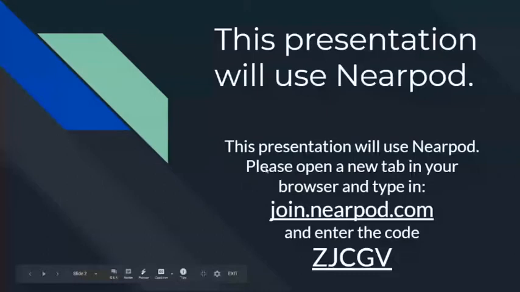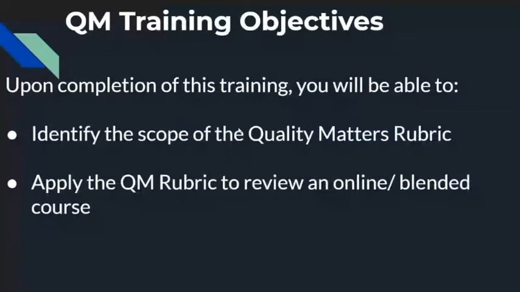Our objectives this morning are to identify the scope of the Quality Matters rubric and apply the QM rubric to review an online or a blended course. So I took about a 15 to 20 hour training this summer on Quality Matters. And I took some of what I learned to put into this presentation. This is by no means official. It's just an unofficial, quick little condensation condensed down into 40 minutes.